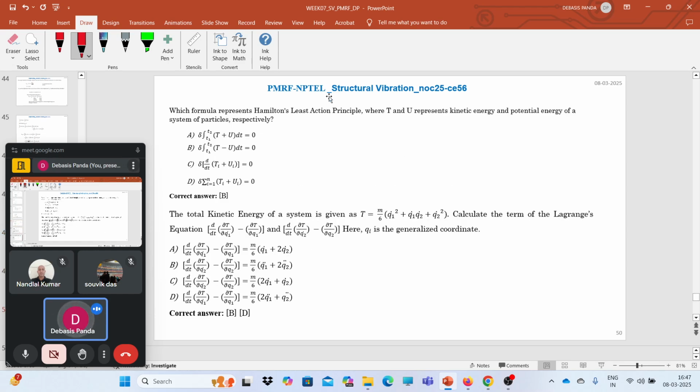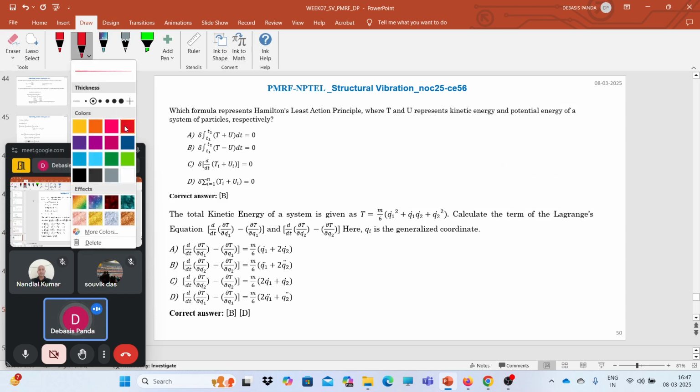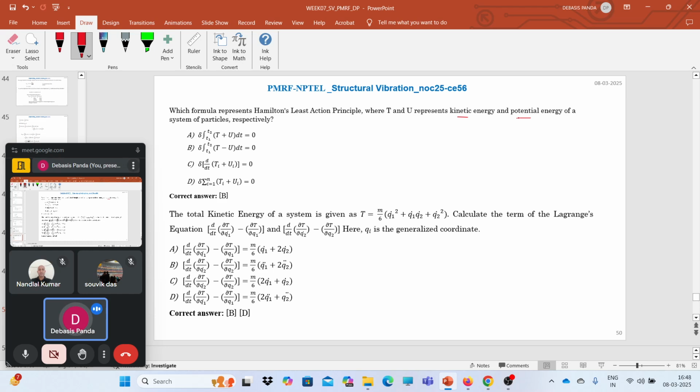Let's quickly solve a few MCQs. Which formula represents Hamilton's least action principle, where T and U represent the kinetic energy and the potential energy of the system? We have seen that delta I should be equal to 0, that means the first variation should be 0. That means delta of the integral from T1 to T2 of (T minus U) dt is equal to 0. So option B will be the correct answer.